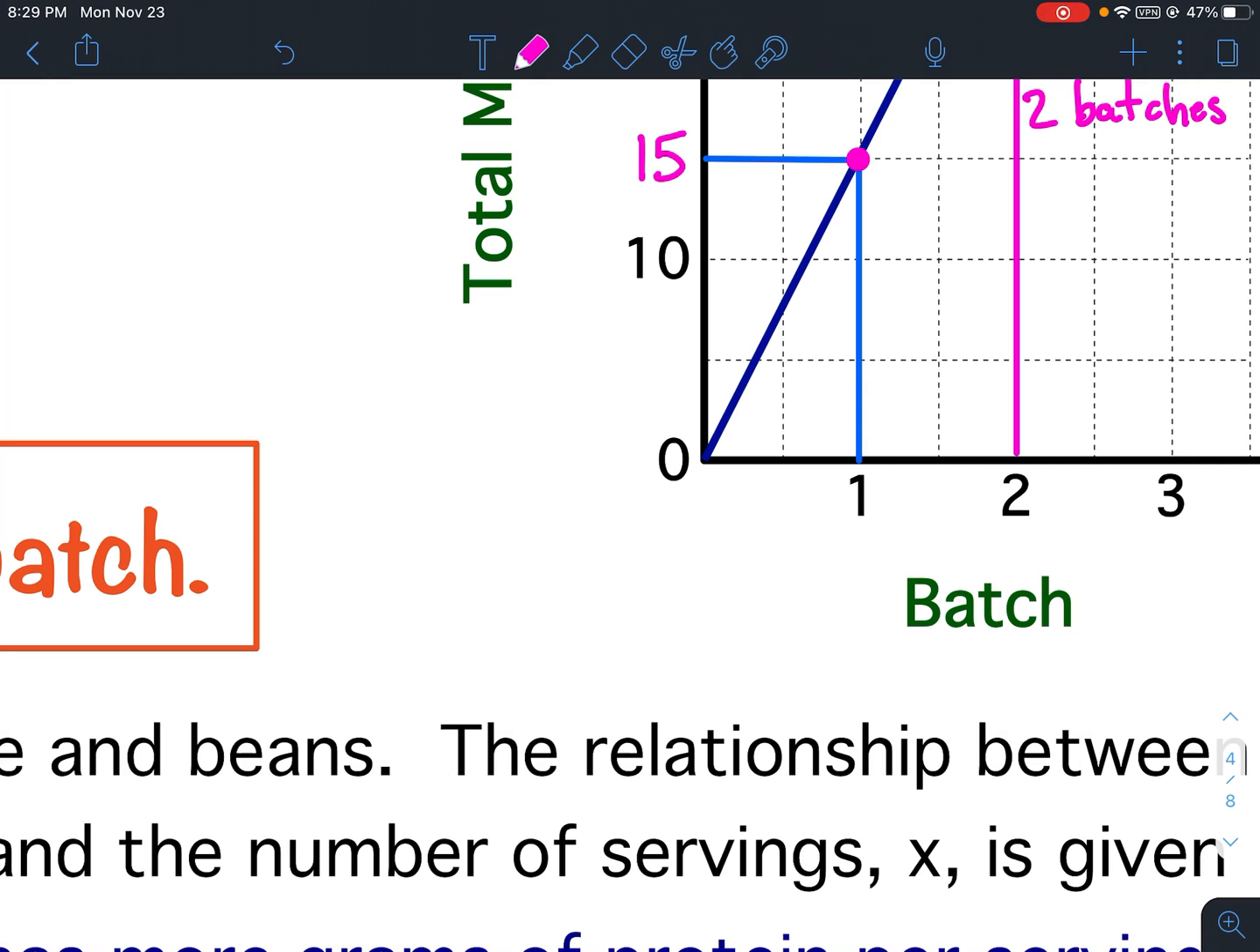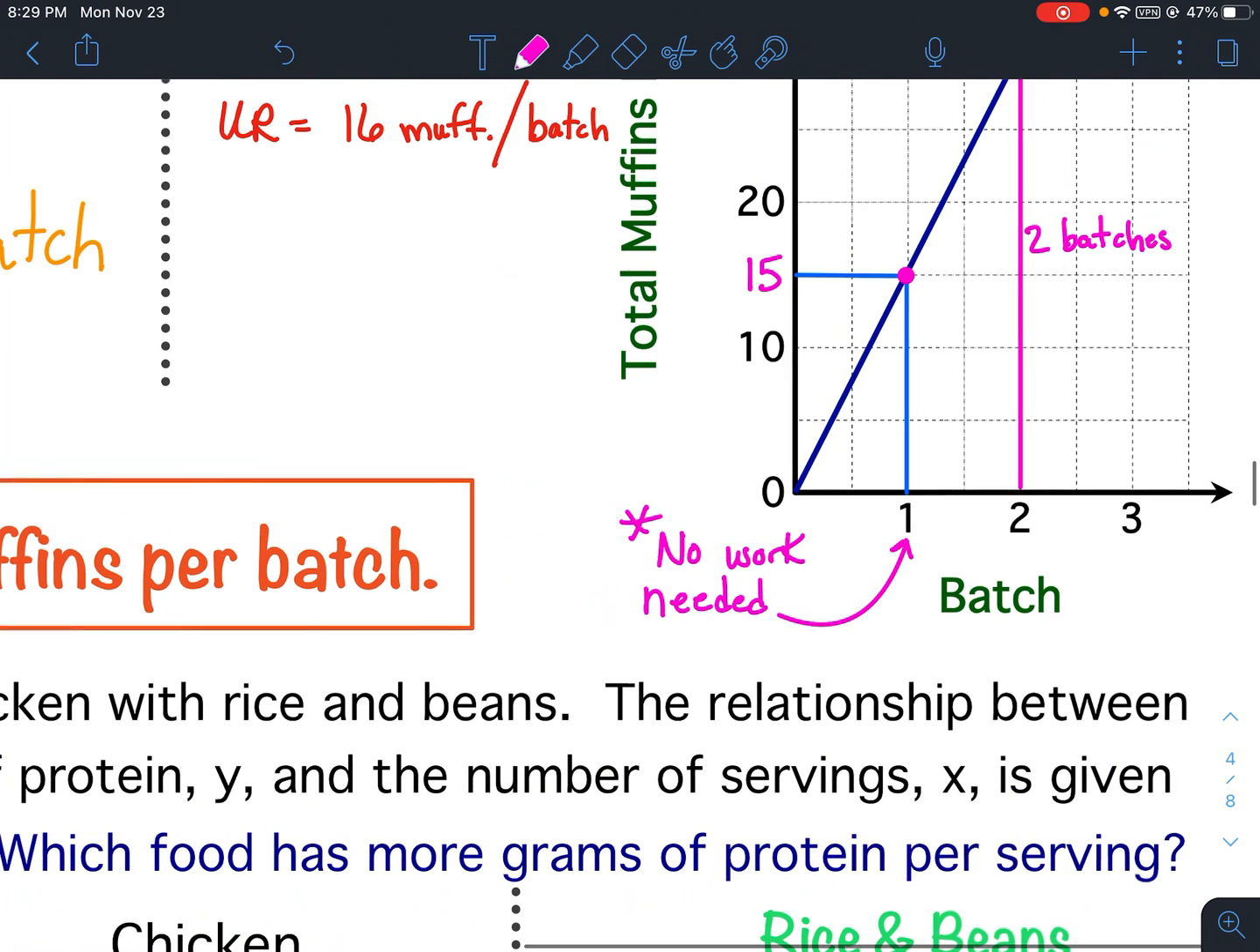So what I would like you to do is put a line like this: no work needed. So again, if you find the 1 on the x-axis and it intersects where you can easily tell what the point is on the y-axis, no work is needed.